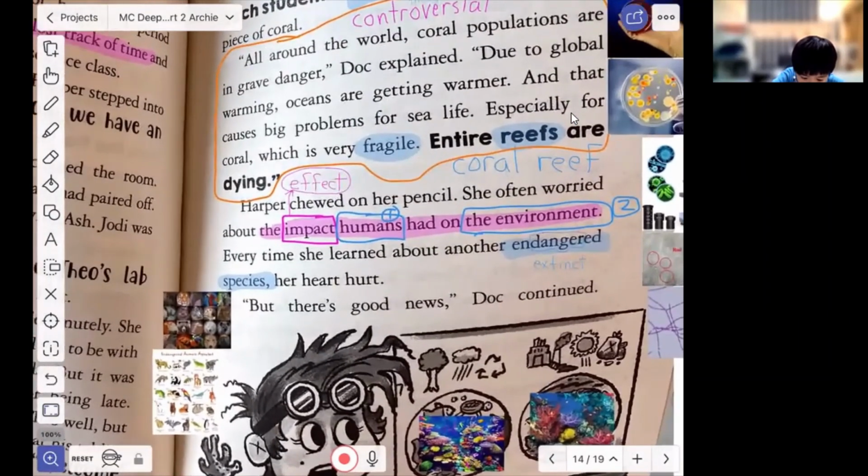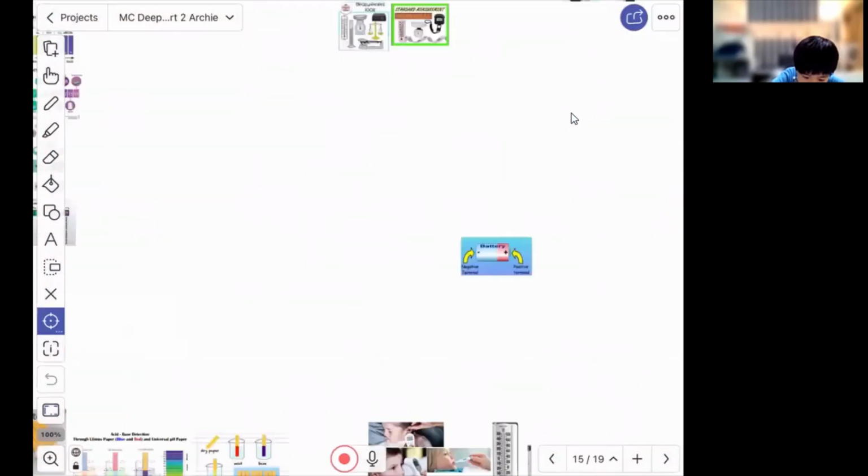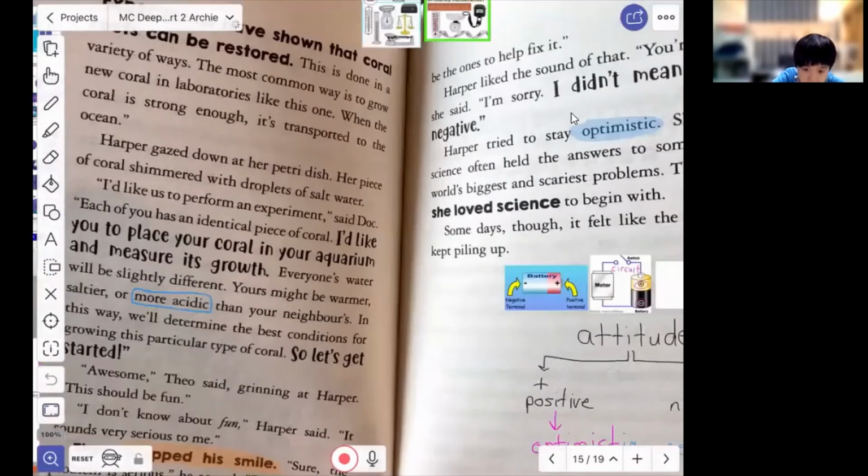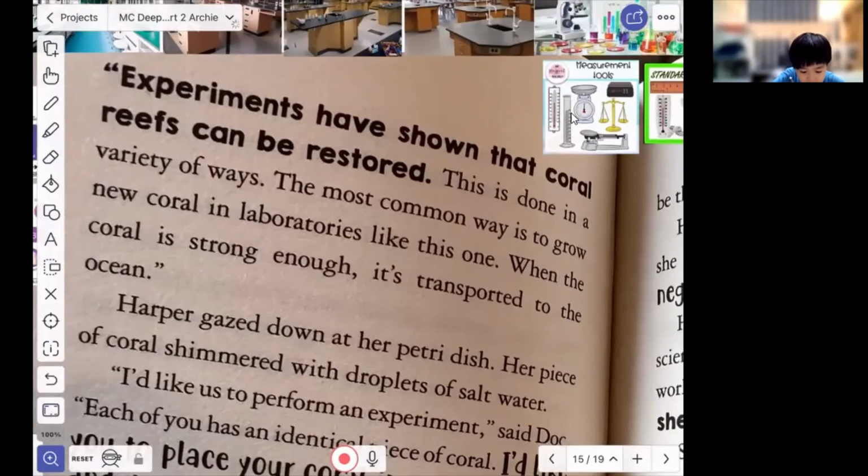And then Doc Culpepper says, but there's good news, Doc continued. And she said, experiments have shown that coral reefs can be restored.